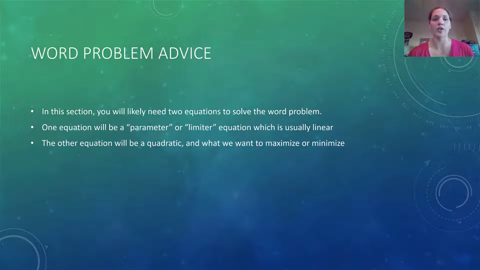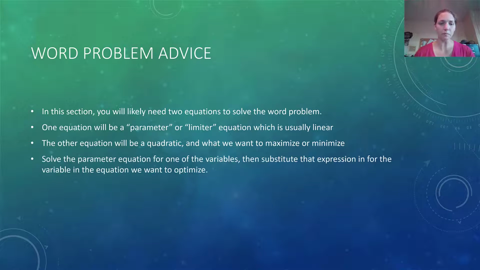The other equation is going to be the quadratic, and this is going to be what we want to optimize. And by optimize, we mean maximize or minimize. Since it's a quadratic, it either opens up or opens down. And so that's what we're going to be working on, is we'll end up having like two different unknowns in the problem, and we'll solve one equation for one of the variables and substitute that in, and all of a sudden we have a quadratic that we can now optimize.